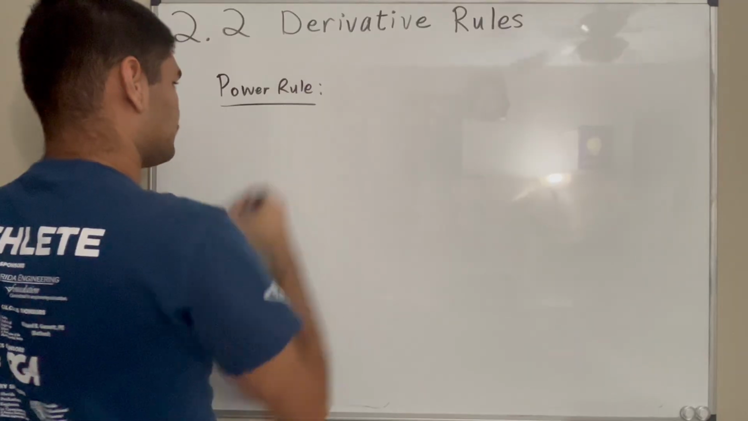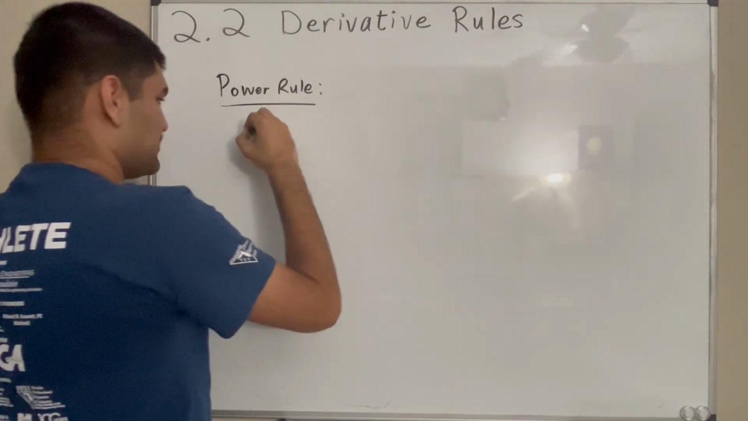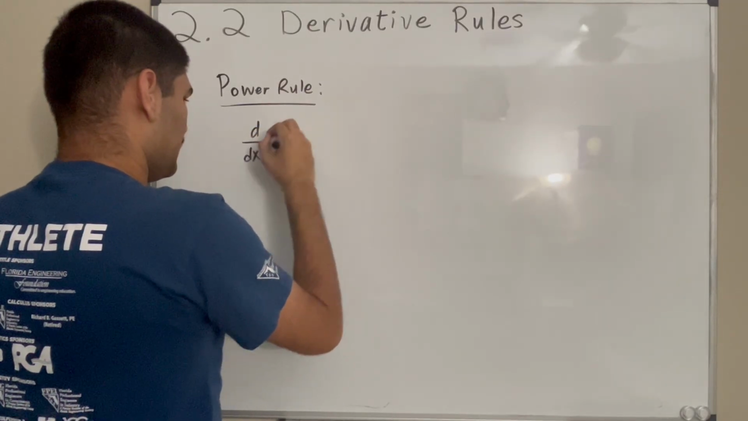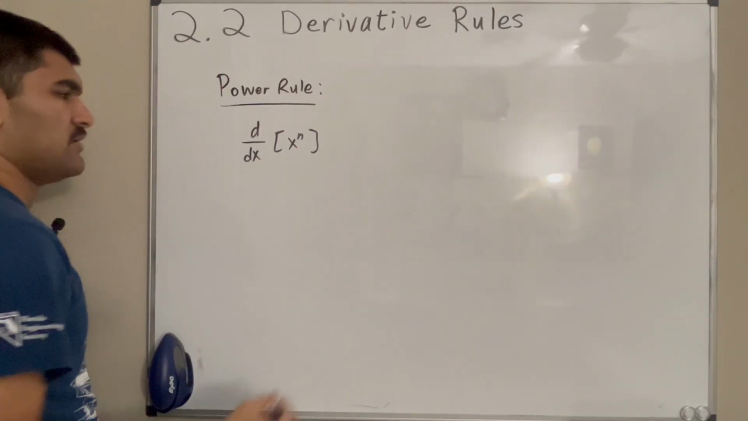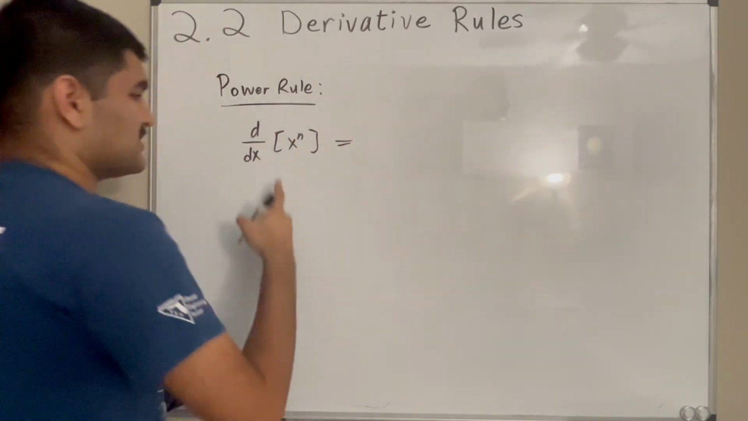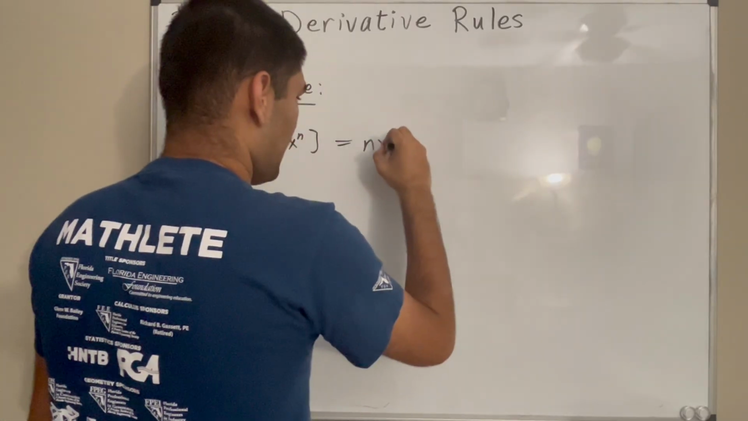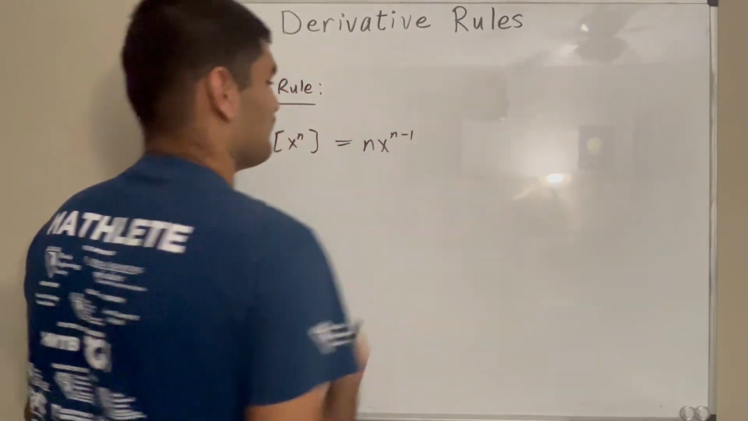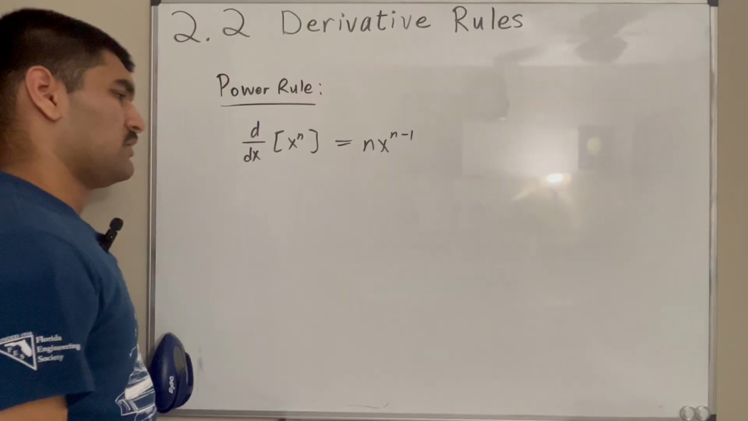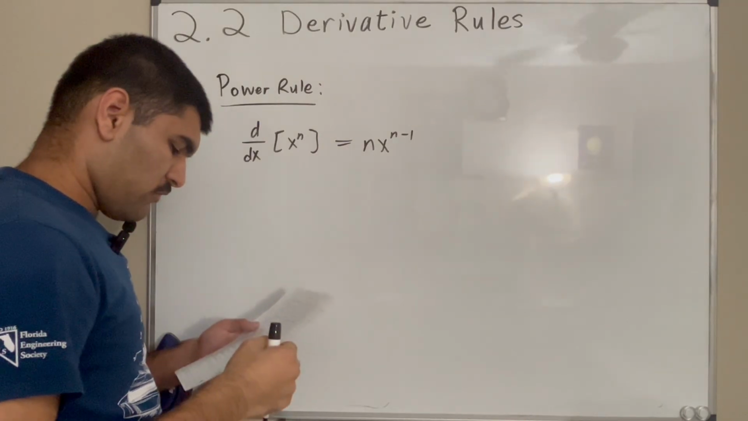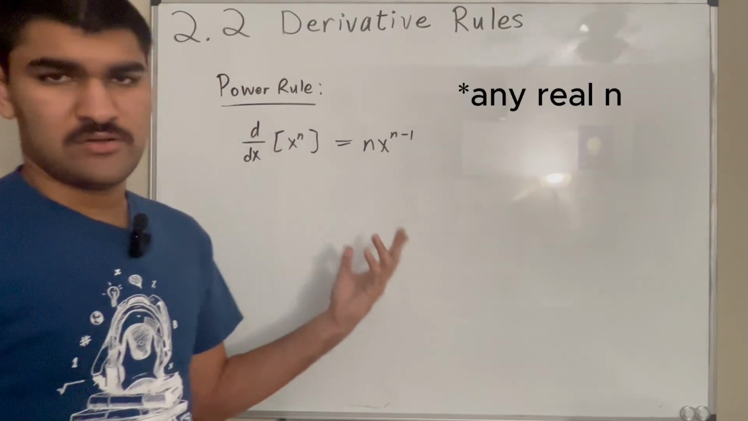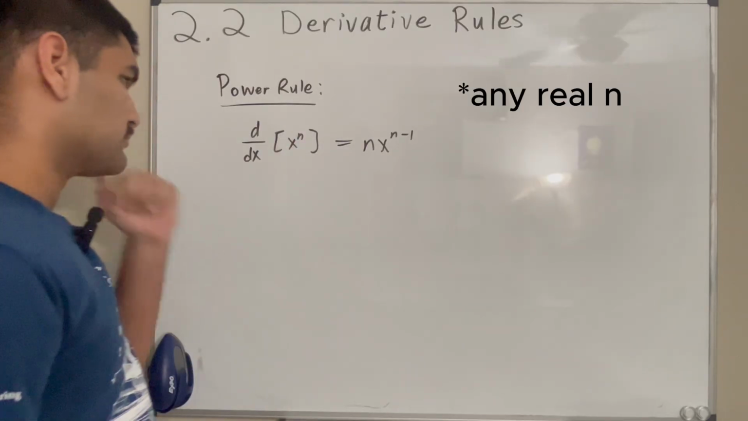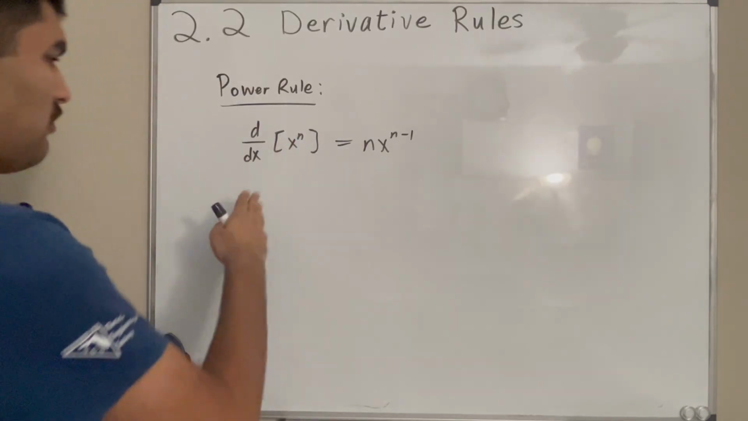The power rule is basically the derivative of a power of x. If we have the derivative of x to the n, the power rule says that this is equal to n x to the power of n minus 1. And this is for any rational n. So that's what the power rule says.